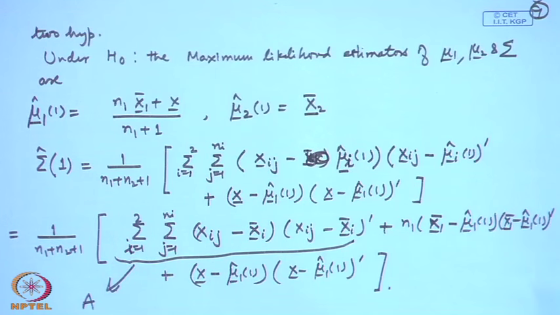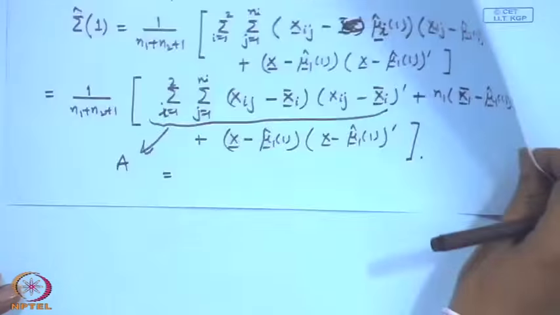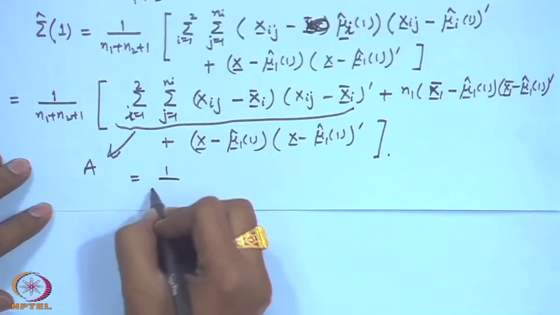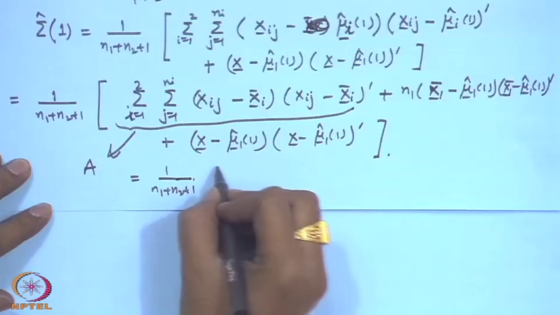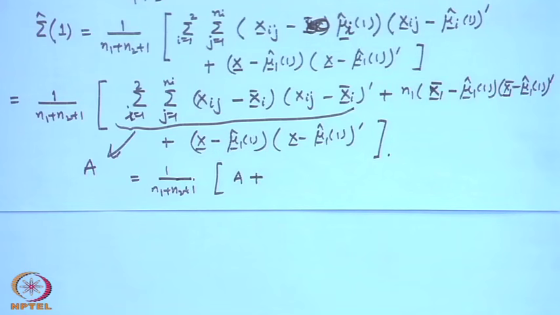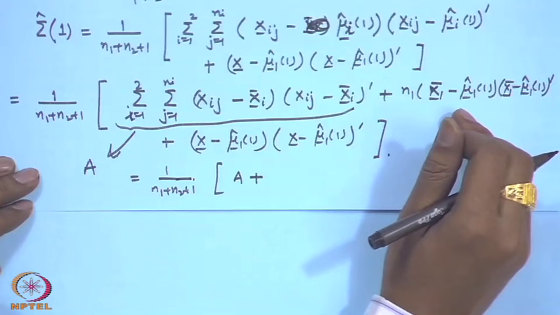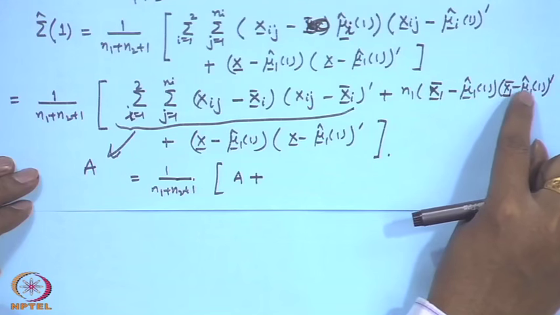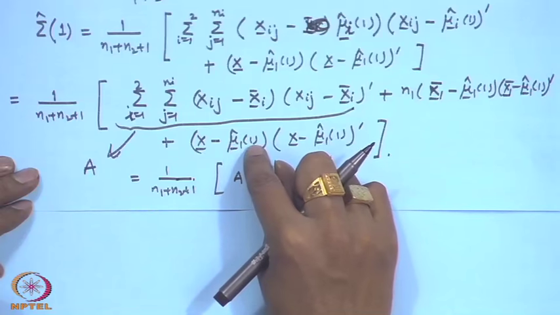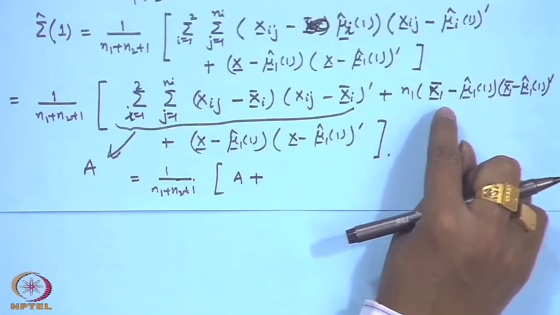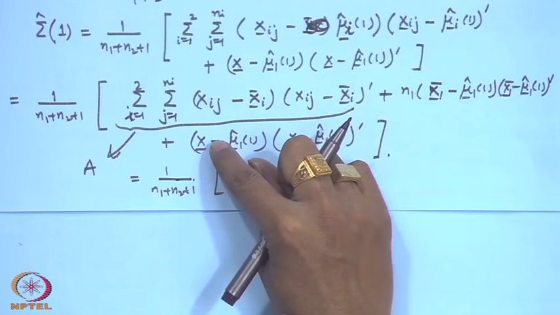So, then we can express it in this particular fashion as 1 by n 1 plus n 2 plus 1 A plus, and see these two terms, again there is some sort of combining that can be done. You look at the nature of the terms. Here it is x 1 bar minus mu 1 head, x 1 bar minus mu 1 head prime, and here also x minus mu 1 head 1 into x minus mu 1 head 1 prime. So, we can consider expansion of this and then combine this term here.